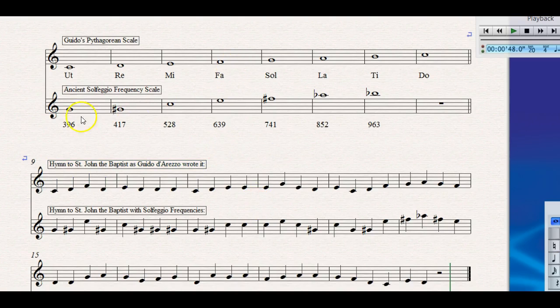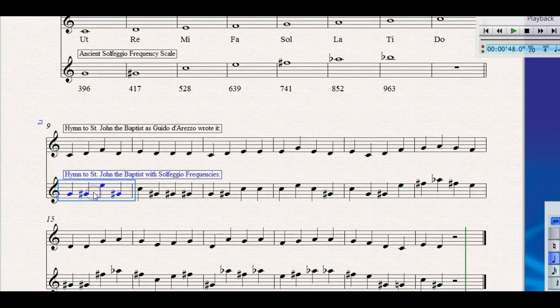Now if you were to take these pitches right here, and again, 396 is ut, this is re, this is mi, this is fa, this is sol, la, and ti, as it's being purported that these pitches are. So what I've done is I just made this ut, re, mi, fa, sol, la, ti all the way through here. So I'm going to click on this. I need to go back to the beginning and fast forward.